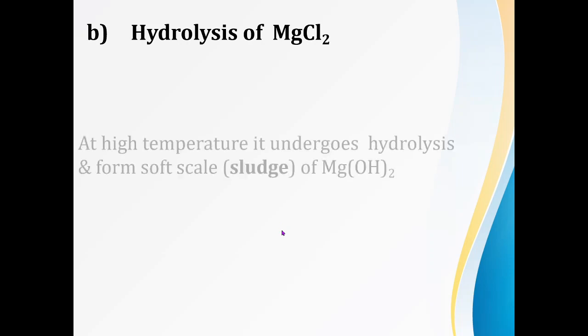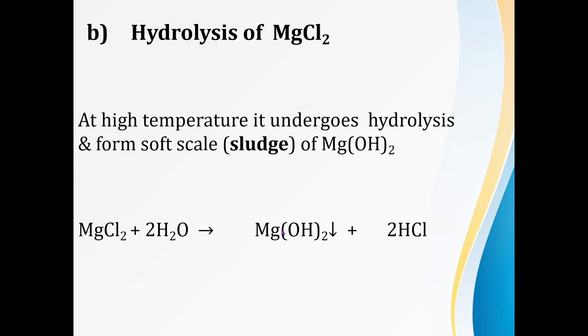What happens when we hydrolyze magnesium chloride? After reaction of magnesium chloride with water, it gives you Mg(OH)2, magnesium hydroxide, and this magnesium hydroxide is again insoluble in water. MgCl2 is soluble, but due to reaction with water at high temperature, it gives you magnesium hydroxide, and this magnesium hydroxide is again in the form of loose muddy precipitate. So they are nothing but the sludge or soft scale, we can say.